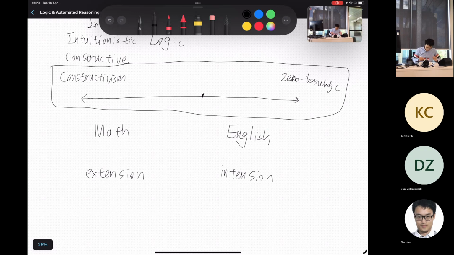All right, so let's talk about them. Extension is the designation of objects. Okay, so designation of objects, and intension includes all the other meanings. So what is this designation of objects?